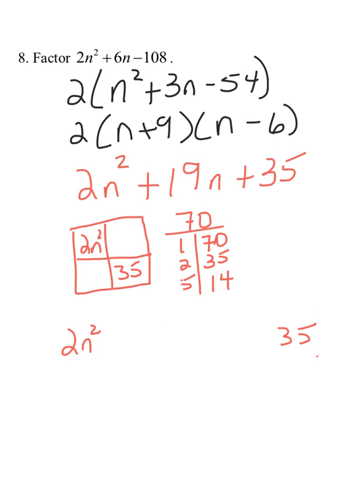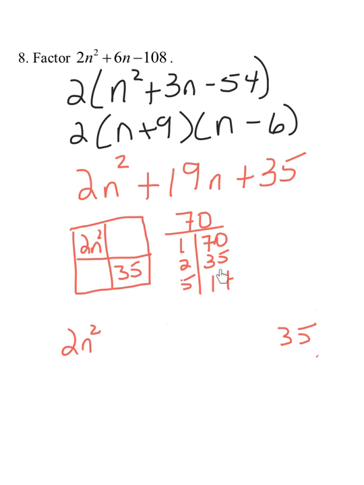Okay, so whether I use the box method or grouping, both of the methods are very similar. I'm going to get the same result. So in the box method, what we do is we put the first term in the first box and the last term in the last box. Then we multiply the first coefficient by the last constant, and we get 70. Now we find the factor pairs of 70. Whether you're using the box method or grouping, you still have to do this step.